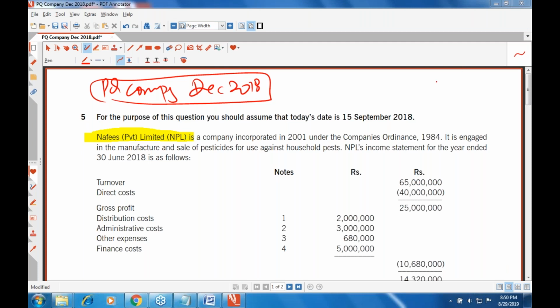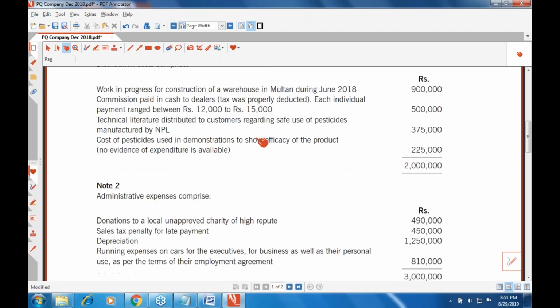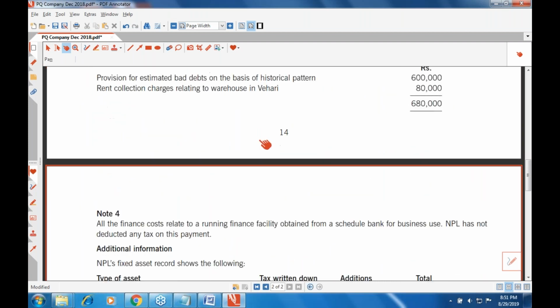Now what you need to do is, in this specific question, it says Nafis Private Limited is incorporated in 2001 under the Companies Ordinance 1984. It's engaged in the manufacture and sale of pesticides for use against household pests. NPL's income statement for the year ended 30th June 18 is as follows. So you're being given NPL's income statement. Remember, whenever we are talking about a company, it is charged to tax on an accrual basis.